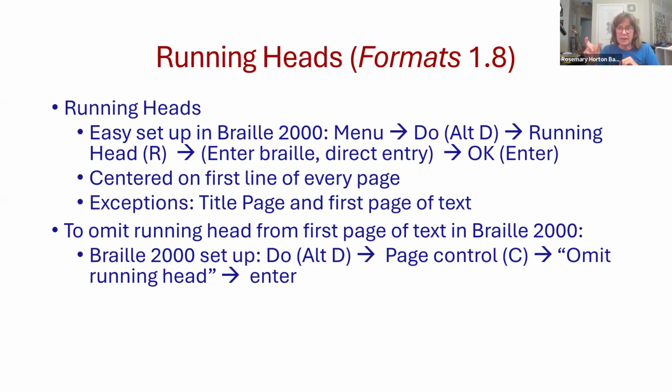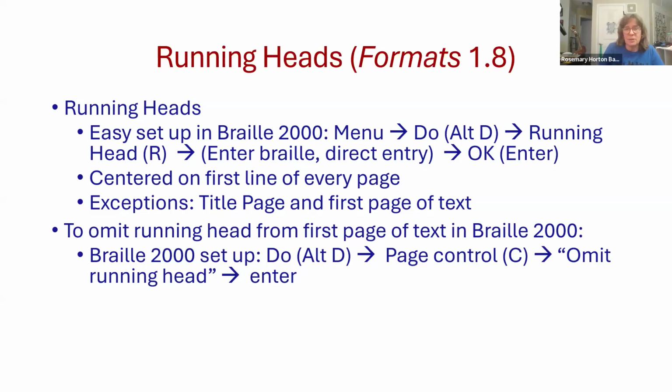There have to be at least 3 cells to the left between the margin and the beginning of the running head. And at the end of the running head, there have to be at least 3 blank cells before the page number. So I'll demonstrate that. It's an easy setup in Braille 2000. In the menu, you press R for running head, and it pulls up a box. You enter it directly, hit OK, and it enters on every page of the text. It comes in centered on the first line of every page.